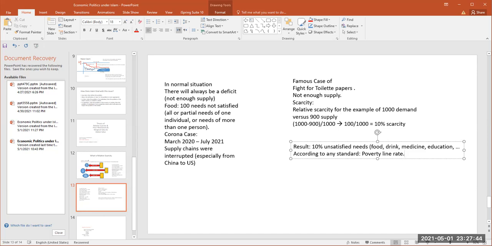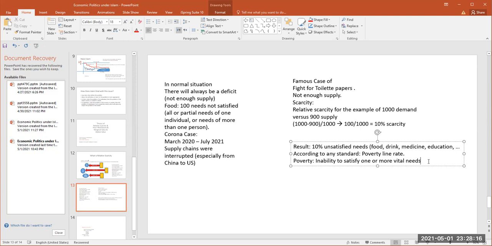Poverty defined is the inability to satisfy one or more vital needs. Now, vital needs means a need that you cannot bypass. That's what it should be. Okay, that's our definition. It says inability to satisfy one or more vital needs.